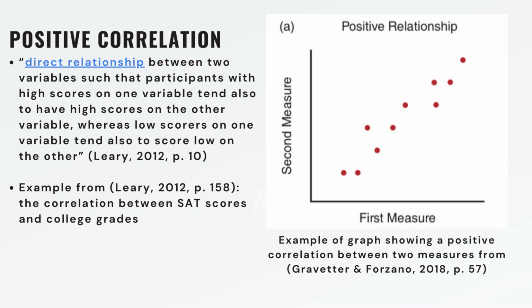Here we have an example of a scatter plot showing a positive correlation by Gravetter and Forzano. They reported that this graph shows an example of a consistent positive relationship between two measurements. The relationship is described as positive because the two measurements change together in the same direction. Therefore, people who score high on the first measurement, toward the right of the graph, also tend to score high on the second measurement, toward the top of the graph. Similarly, people scoring low on one measurement also score low on the other.